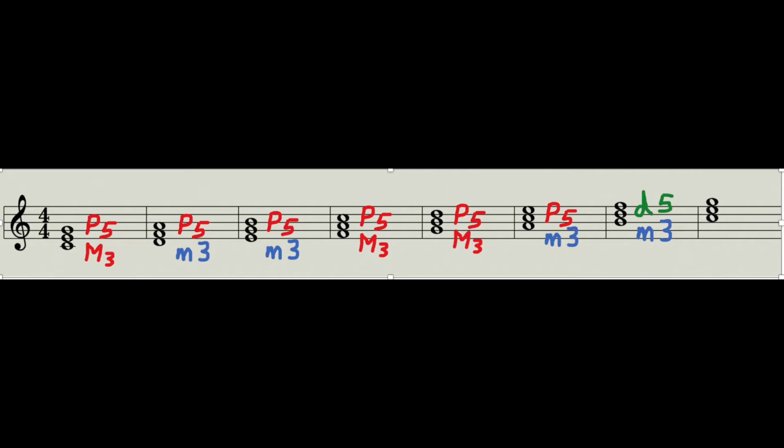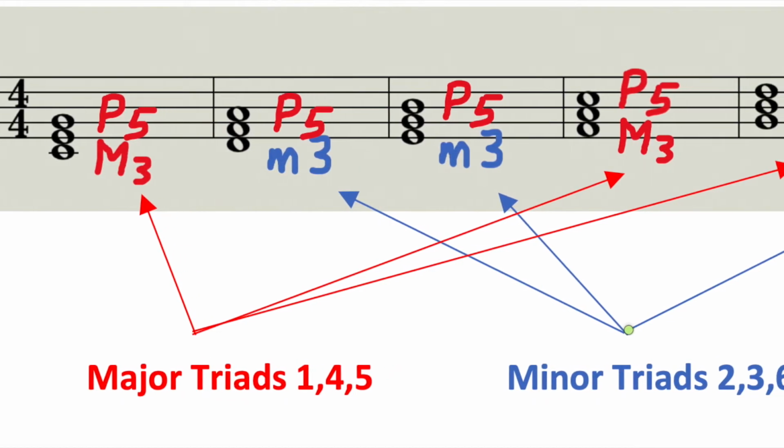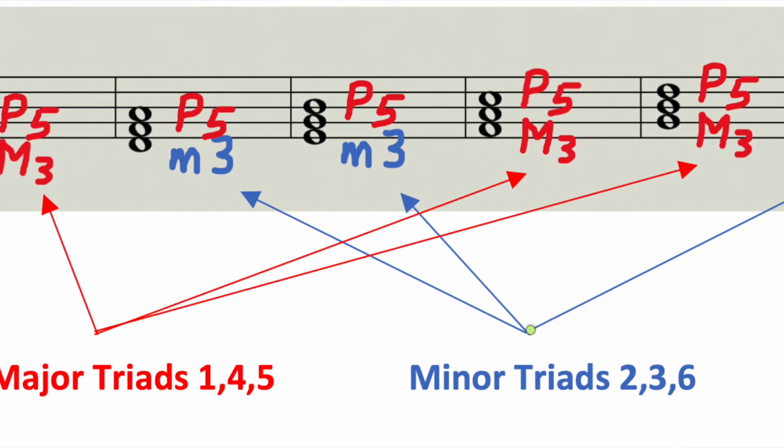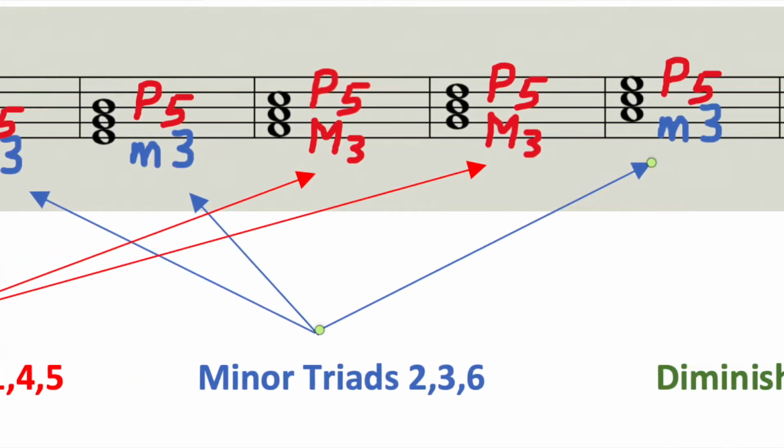Okay, now when you look at these chords, you're going to see what characteristics they have. And we're going to be able to see that the 1 and the 4 and the 5 are major triads because they have a major third. And then the 2, 3, and 6 are minor triads.